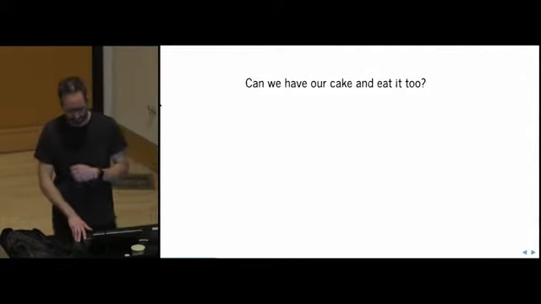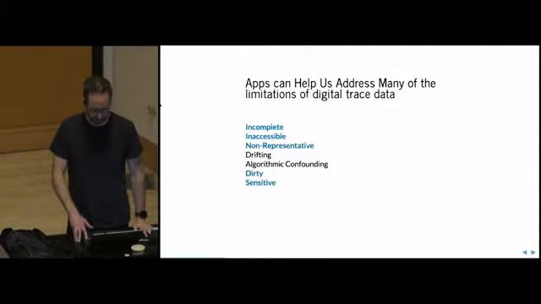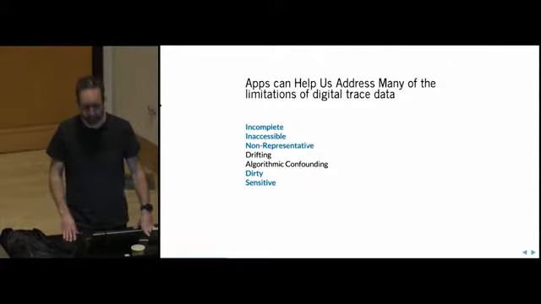And I argue in a lot of my work that we can have our cake and eat it too. We can overcome many, though not all, of the weaknesses of digital trace data by building apps to collect social science data.